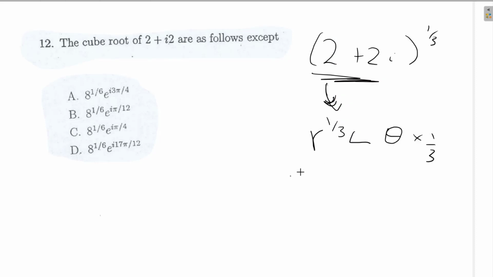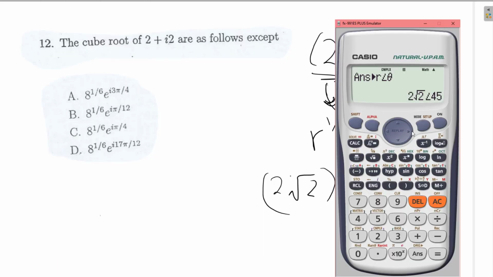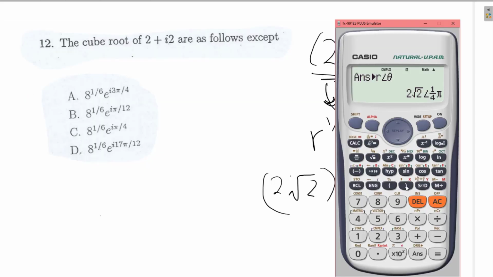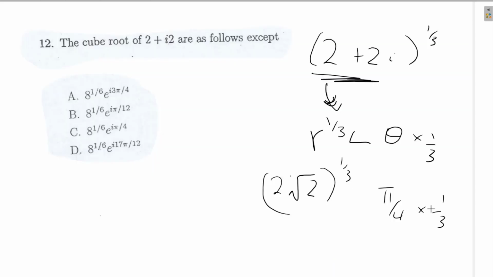So our r is 2 root 2, raised to the power 1 over 3. And then the argument is 45 degrees. Now, the pi we have here gives an indication that our complex number is in radians, so we have to switch to radians. Then our argument is now pi on 4. So pi on 4 times 1 over 3 gives us pi on 12. So this is our base argument.